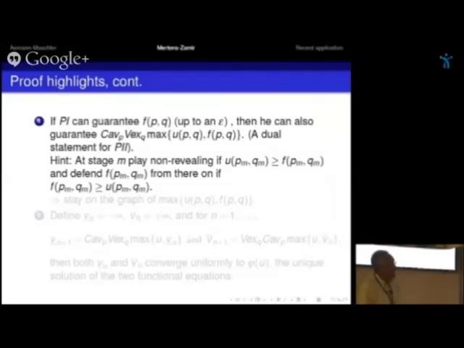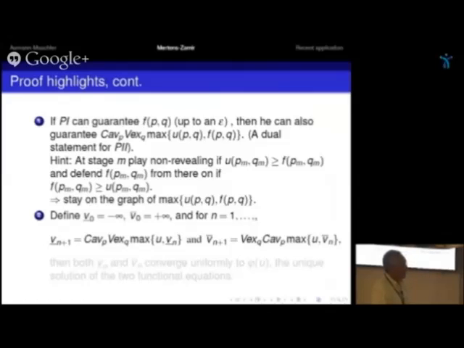Very good. So here is why it works. At each stage, you know the PM. Play non-revealing if the U is bigger than the F. Otherwise, go ahead and defend F of P and M. This will make you stay on the graph of the maximum of these two functions. So this gives us some inequality, which you'll see later in different versions, that f of n plus 1 is greater or equal than the Cav Vex of the maximum of u and fn, things like that.